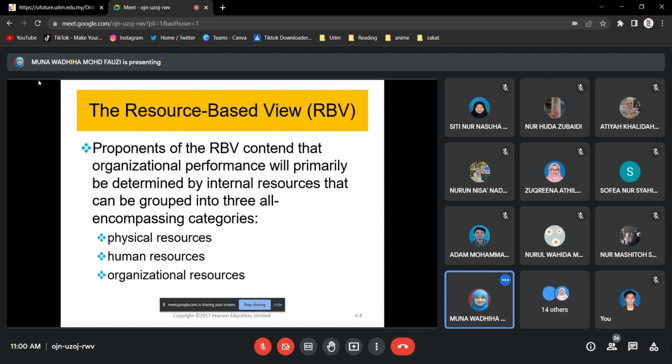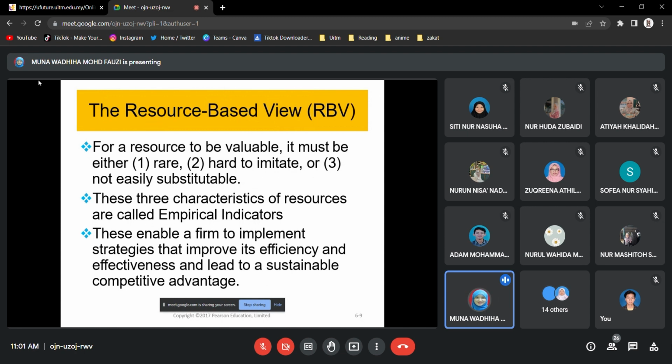In the resource-based view, the proponents of the RBV contend that organizational performance will primarily be determined by internal resources that can be grouped into three all-encompassing categories: physical resources, human resources, and organizational resources. For a resource to be valuable, it must be either rare, hard to imitate, or not easily substitutable, right?